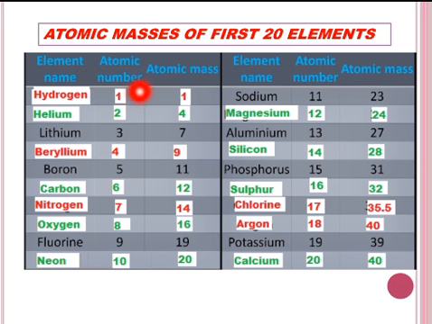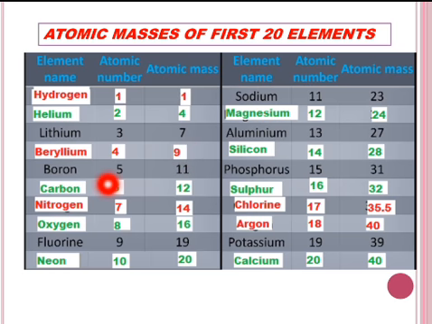Hydrogen with atomic number 1. This trick will not be applied to hydrogen, so leave it. Lithium with atomic number 3. 3 is an odd number. Now what you have to do is double this number and add 1 to it. Like 3, double of 3 is 6 plus 1. It is 7. So you have to double the odd number and add 1 to that number. You will get the atomic mass of that element with odd atomic number.